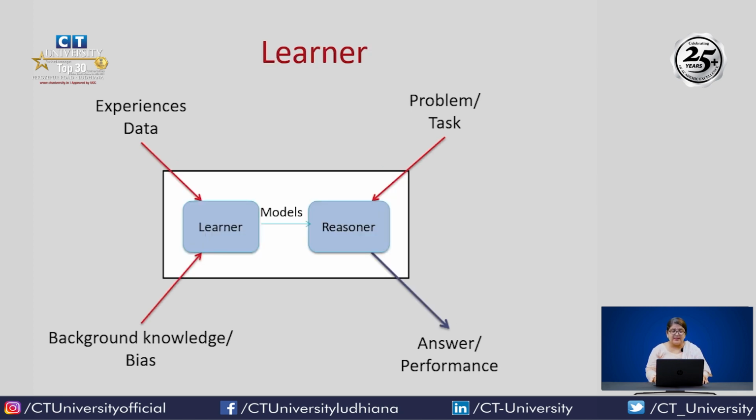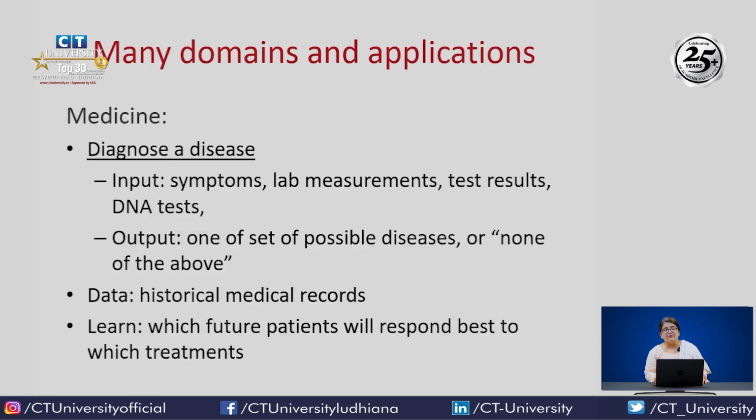So how does the learner go? The learner gets the experiences and data. There is a problem or task. Then we have the background knowledge and bias. Ultimately, the learner will give the answer in the form of performance.